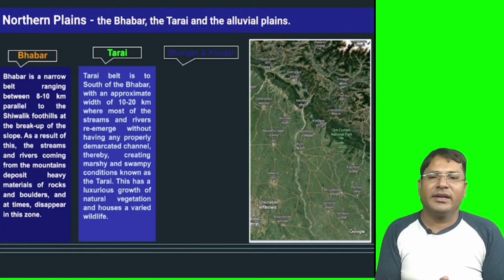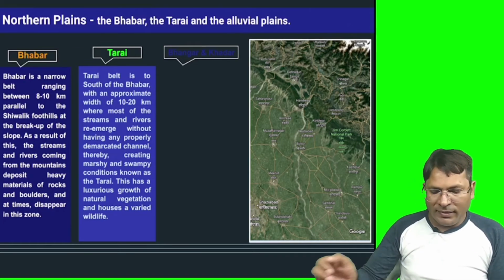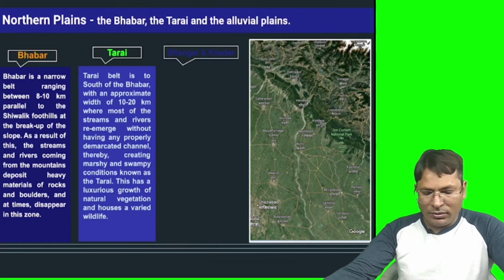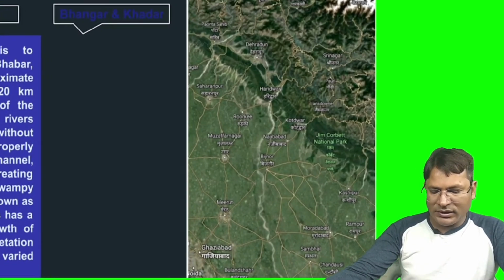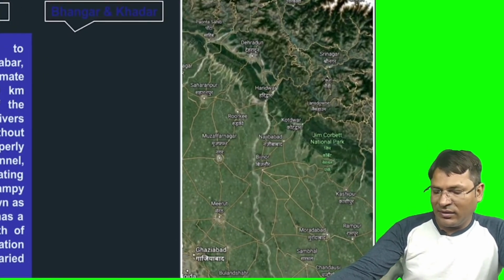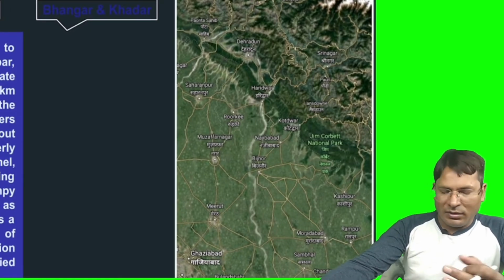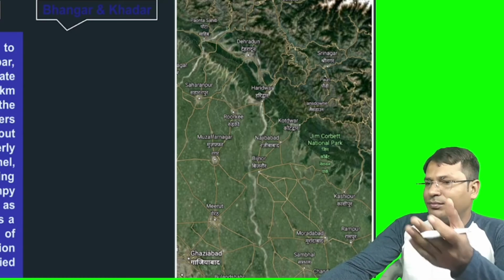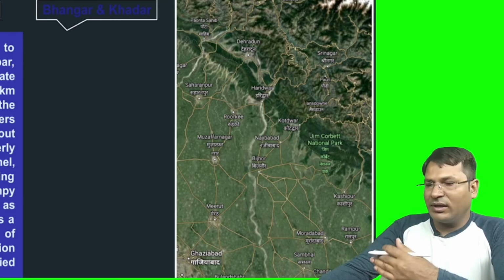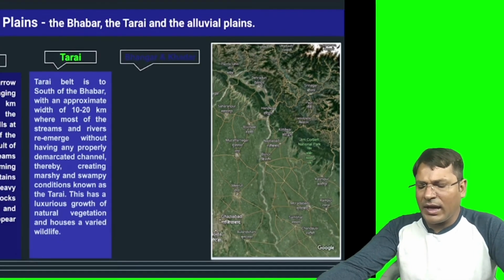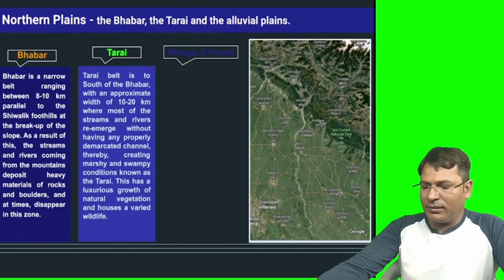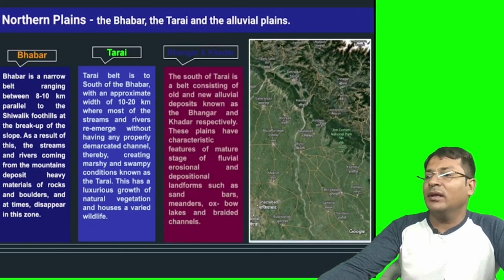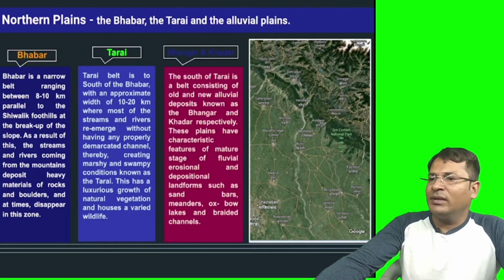In this area there is a very good amount of vegetation, good forests, and wildlife. So we can say that in Corbett National Park and some other areas, just after the mountains end, after 10 to 15 kilometers, there is the Terai region. After the Terai region there are the Bhangar and Khadar, which are the subdivisions of alluvial plains.